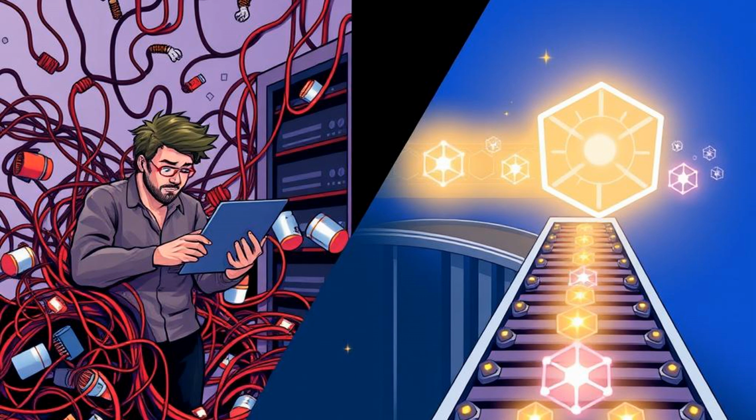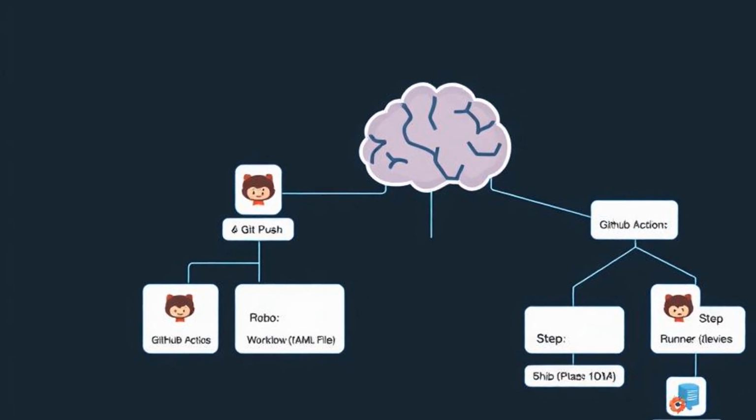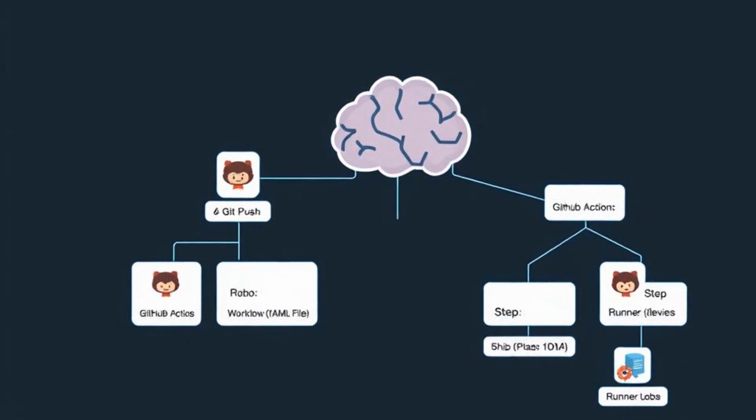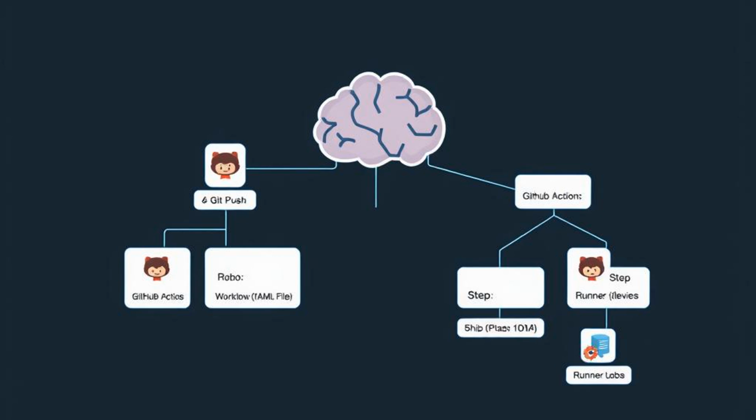Picture a developer frantically copying files, SSHing into servers, and running commands manually. One typo, one missed step, and your application could be down, leading to frustration and lost productivity. This traditional approach simply doesn't scale in today's fast-paced development environment. This is where continuous integration and continuous delivery, or CI/CD, comes in. It's not just a buzzword, it's a methodology that transforms your development lifecycle.